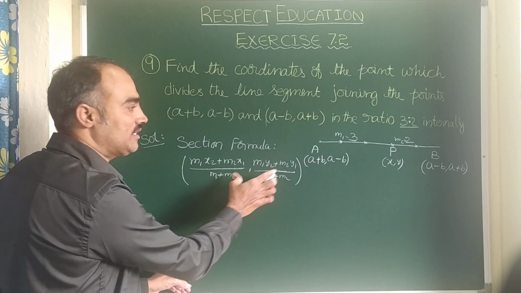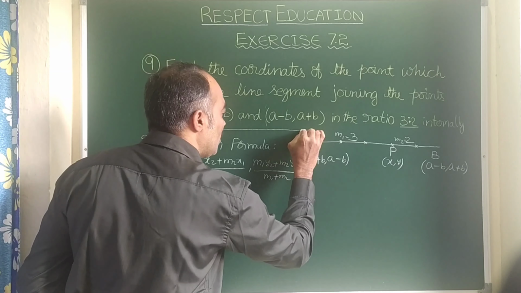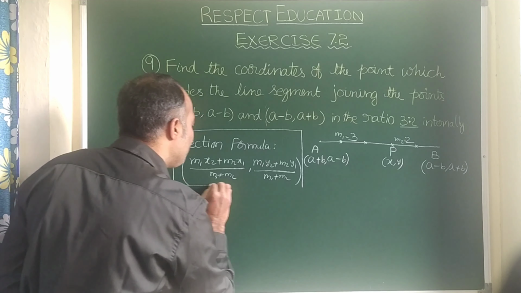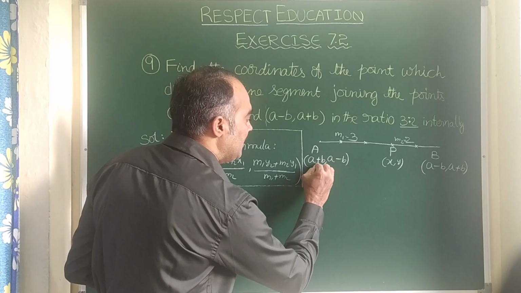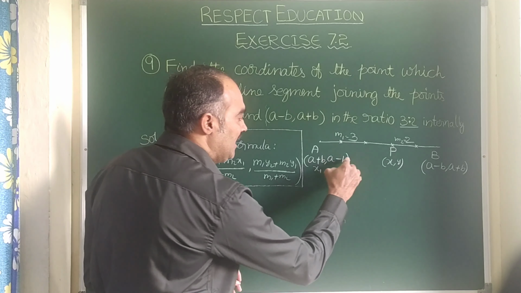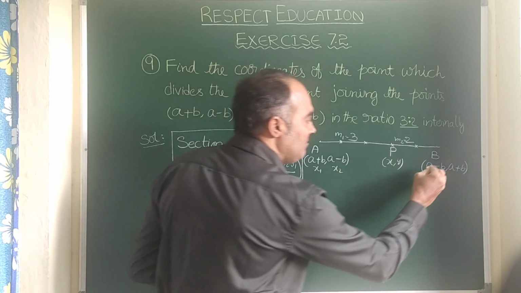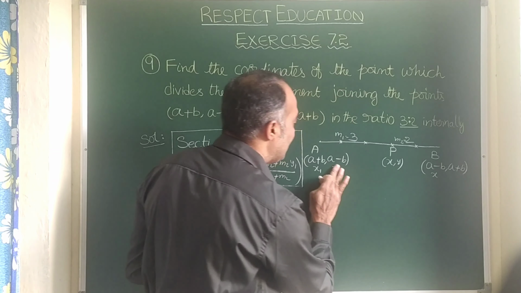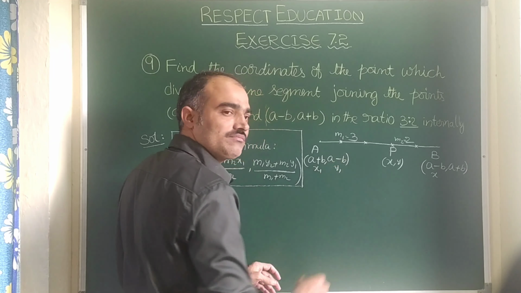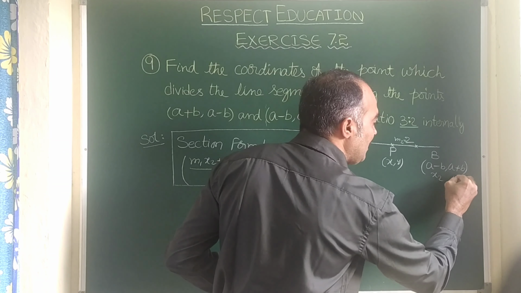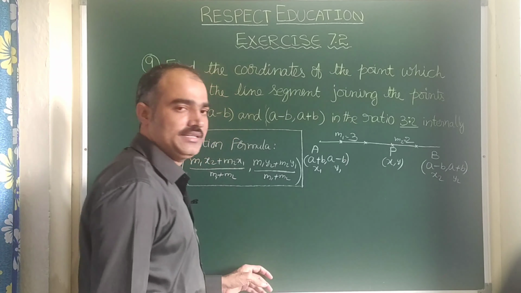So by using this formula we are going to solve the present problem. So let us substitute all the values. Here a plus b stands for x1, a minus b is for x2. Sorry, I am always confusing you. So first x1 and y1, then x2 and y2. Right. Let us substitute these values here.